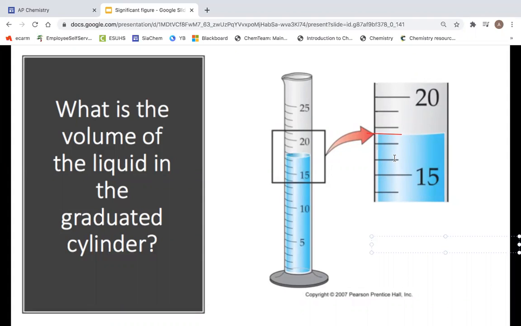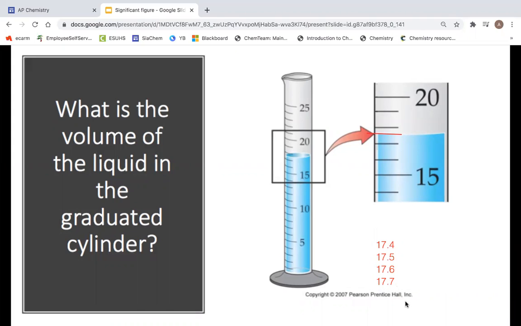So we can count 1, 2, 3, 4, 5. That means each mark is 1. So that means 15, 16, 17, and then there is 18. So it's between 17 and 18. I could say it is 17.4. I could say it's 17.5 if you think halfway. And then you're like, no, it's a little bit higher, 17.6. I can say 17.7 even. Okay, so I can say all of this.